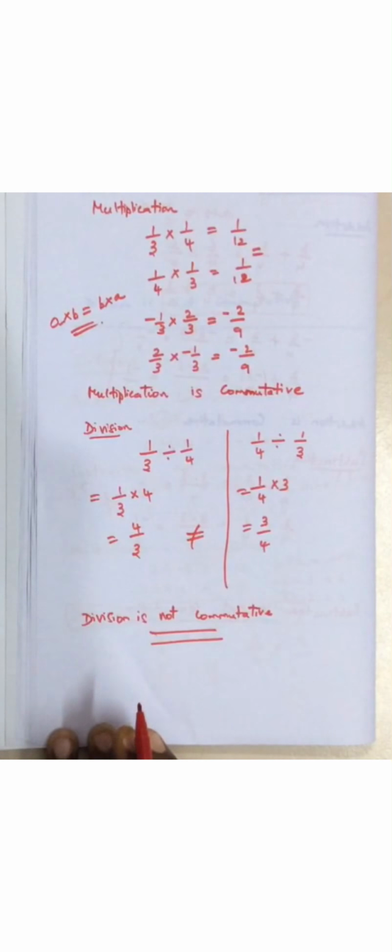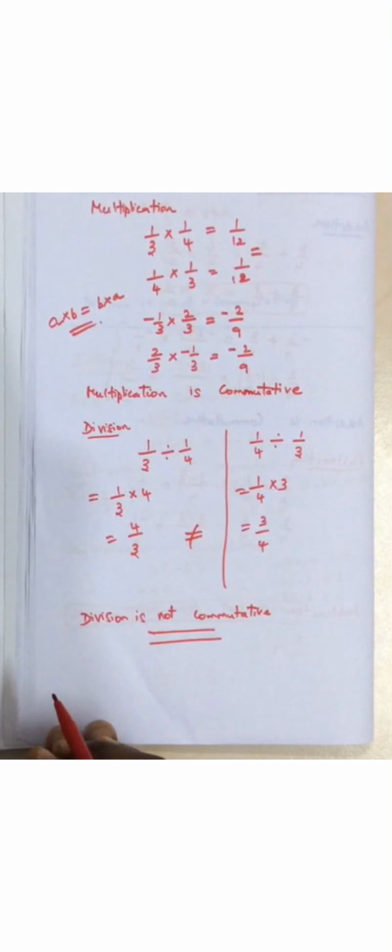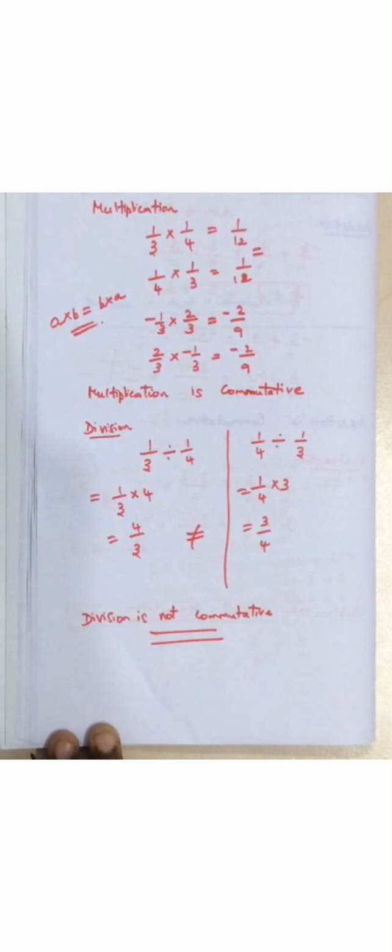So by this we are completing the commutative property for all sorts of numbers. From the next class we will see the associative and distributive properties.